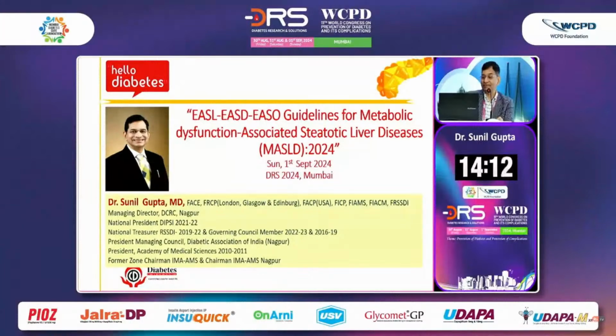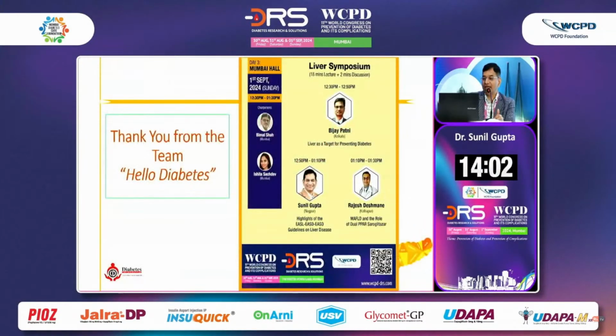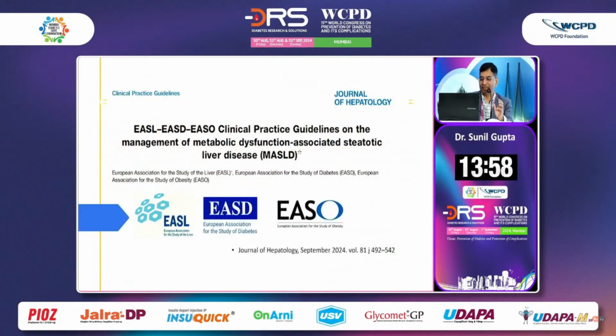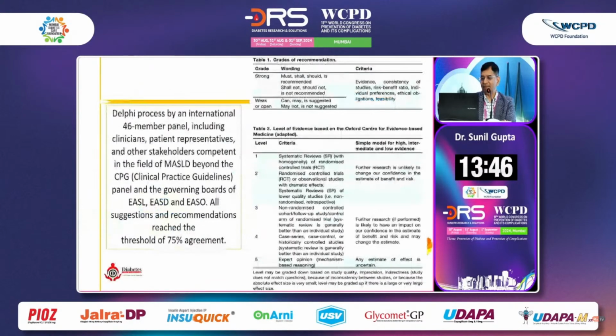EASL, the European Liver Organization, along with the Obesity and Diabetes Organizations: Guidelines for Metabolic Dysfunction Associated Steatotic Liver Disease, MASLD. I don't have any conflict of interest. This is a joint effort of 3 organizations, published in the Journal of Hepatology, and I'll be focusing only on clinical take-home messages for all of us as clinicians when it comes to liver evaluation.